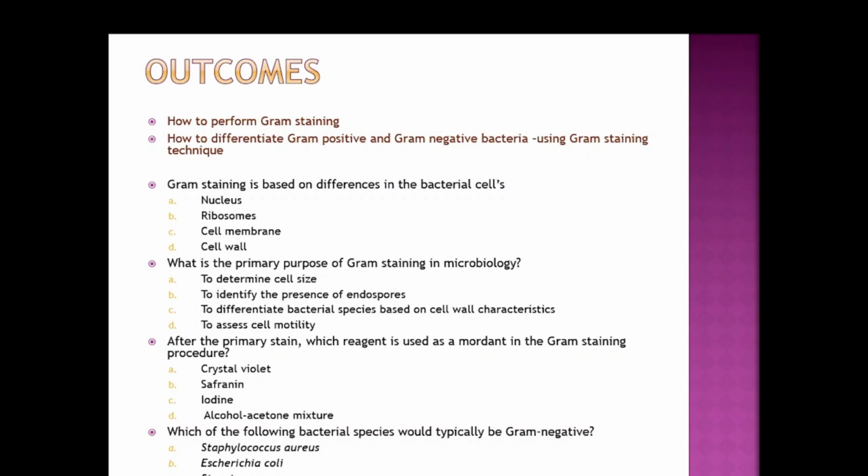Next question. Which of the following bacterial species would typically be gram negative bacteria? Option A, Staphylococcus aureus. Option B, Escherichia coli. Option C, Streptococcus pyogenes. Option D, Bacillus subtilis. Yes, Escherichia coli is the correct answer.